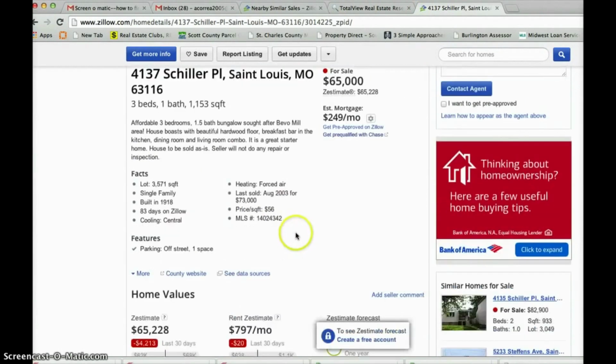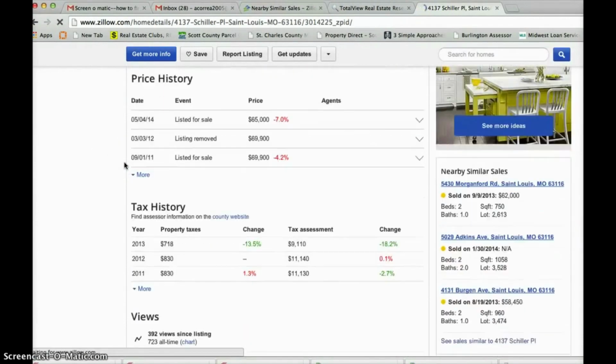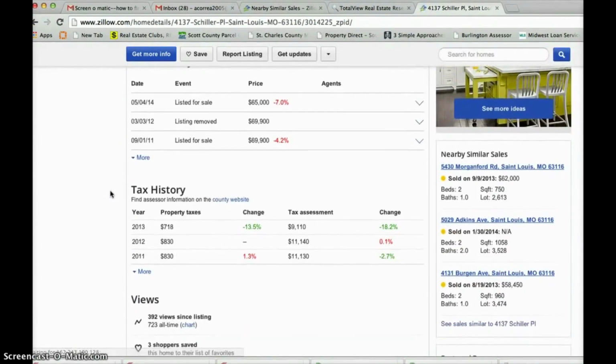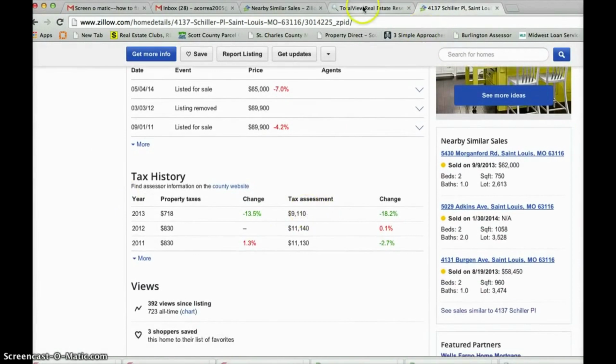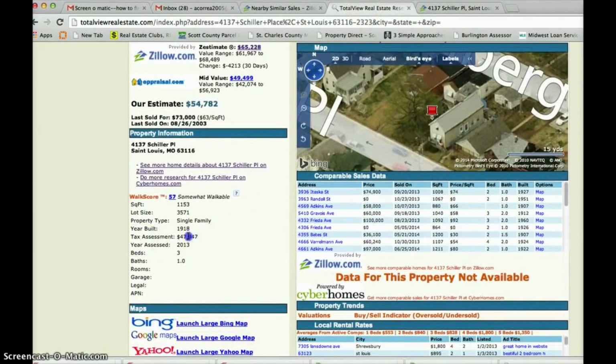Okay, so you want to note that on the real estate lead sheet. And then if you keep scrolling down, you'll also see the tax history and the tax assessment. And then on the Total View Real Estate, that information is going to be located right here, tax assessment. So go ahead and fill that information in.